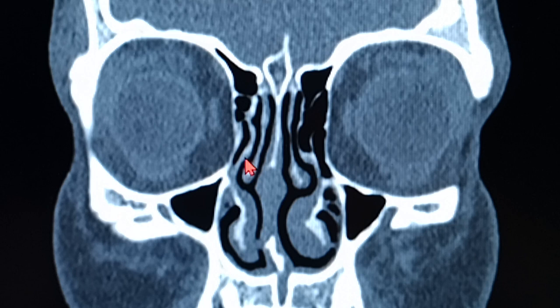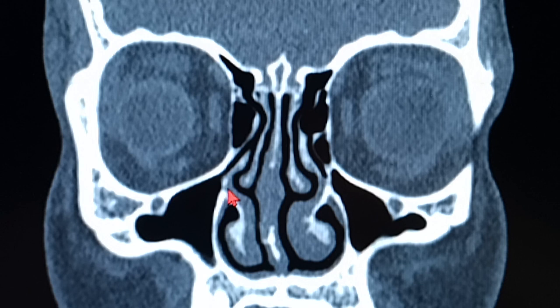Obviously, you're going to do your uncinectomy at the junction of the vertical and the horizontal process of the uncinate. You're going to open up the maxilla much more posteriorly. If I'm going posteriorly, you can see that's the horizontal process of the uncinate. That's part of the vertical process. You're going to break the uncinate over here with your backbiting forceps, remove the superior part of this area, make a large opening in the maxilla, and enter the maxillary sinus.